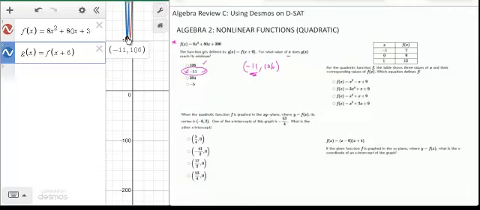I want you to try, or actually let me remind you here of this next problem, and then I'll have you do the two on the right.